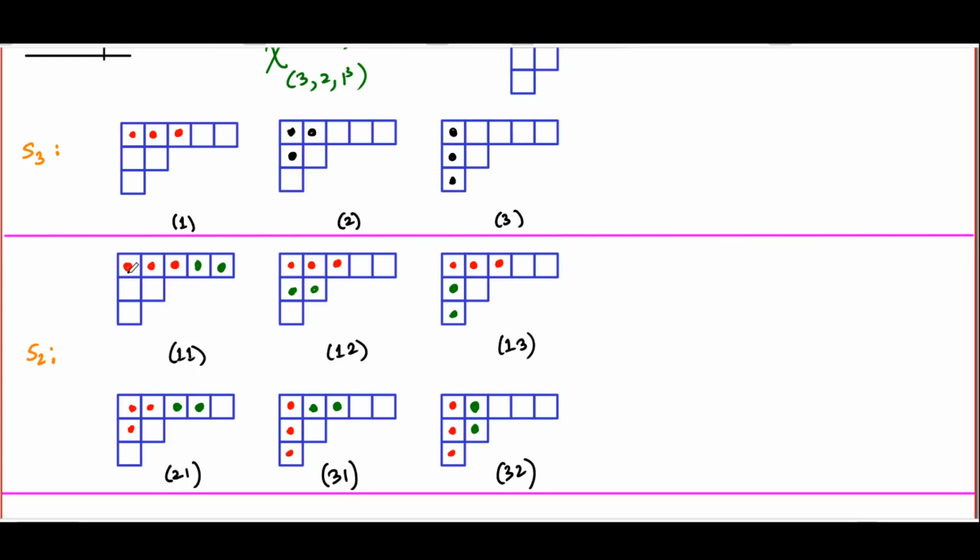Now, I can add 2 green dots now. Where can I add the 2 green dots? I can, of course, add them at the top. That's an allowed thing. Can I add them here?